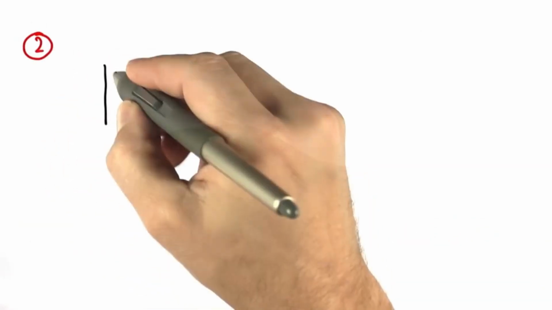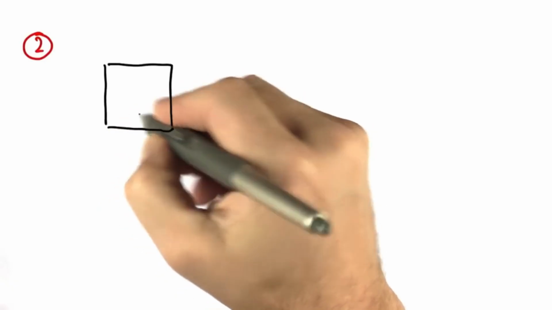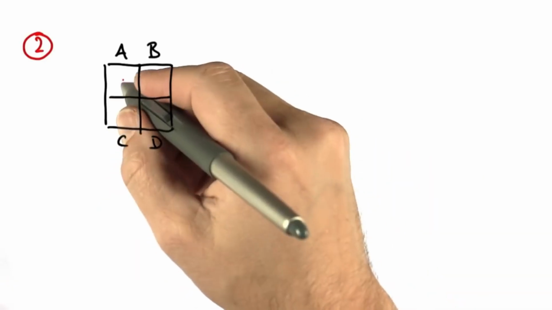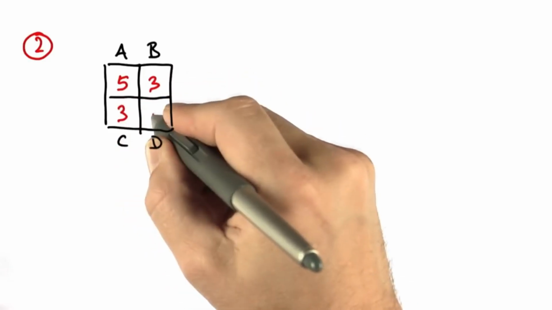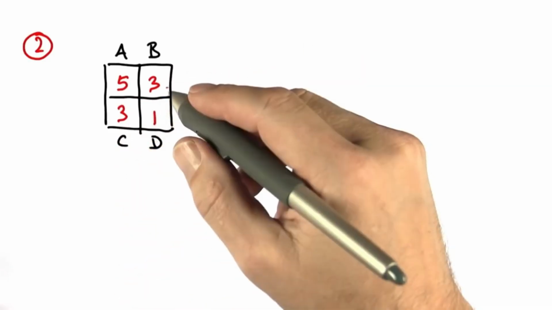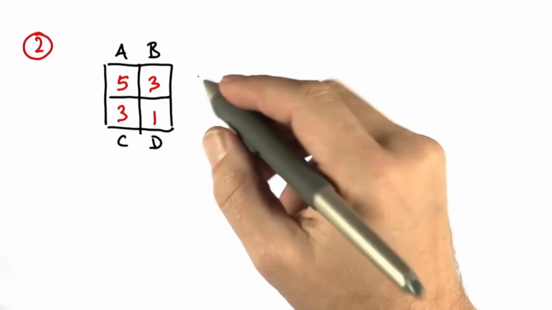Question 2. Consider the same world as before with 4 states. And now we're facing a situation in which there are 5 particles in A, 3 in B, 3 in C, and 1 in D. We will now take a motion step. So this is not about measurements, just motion.